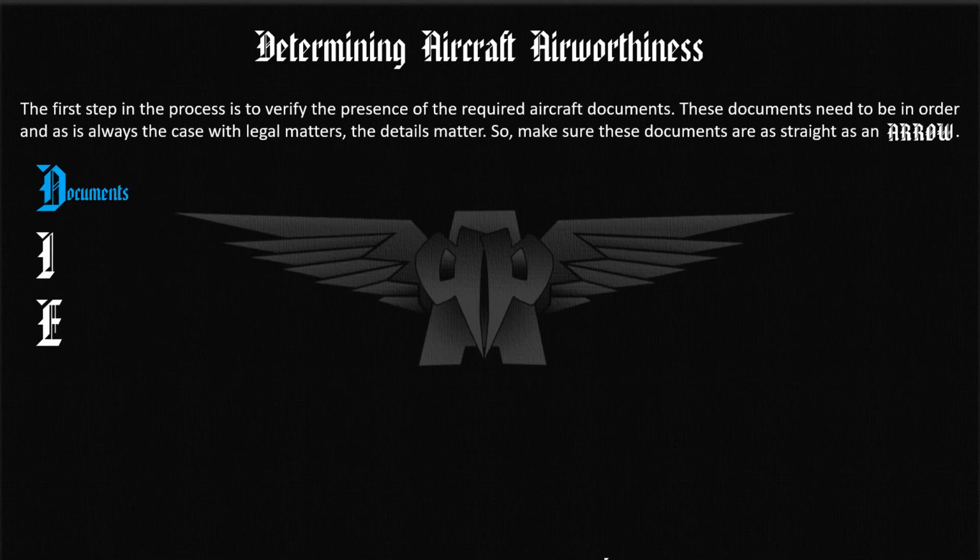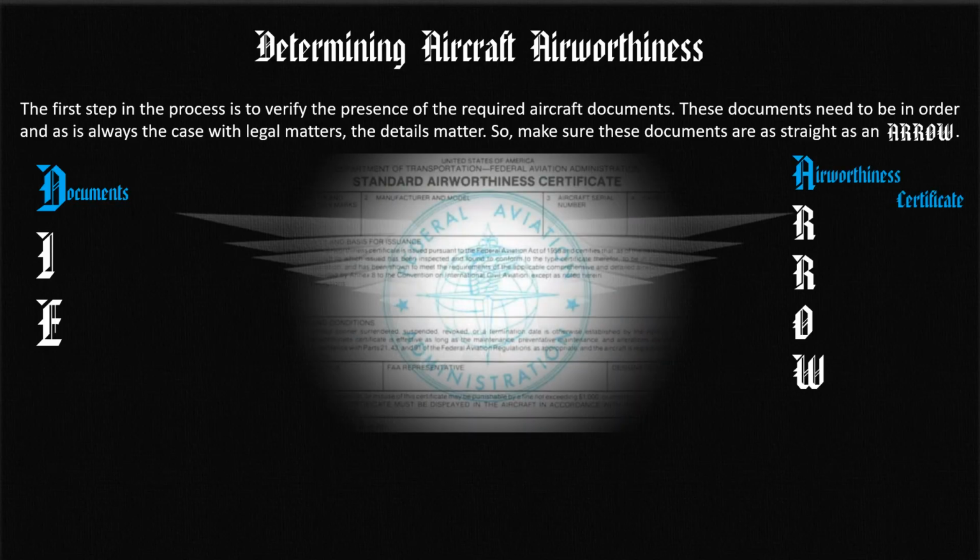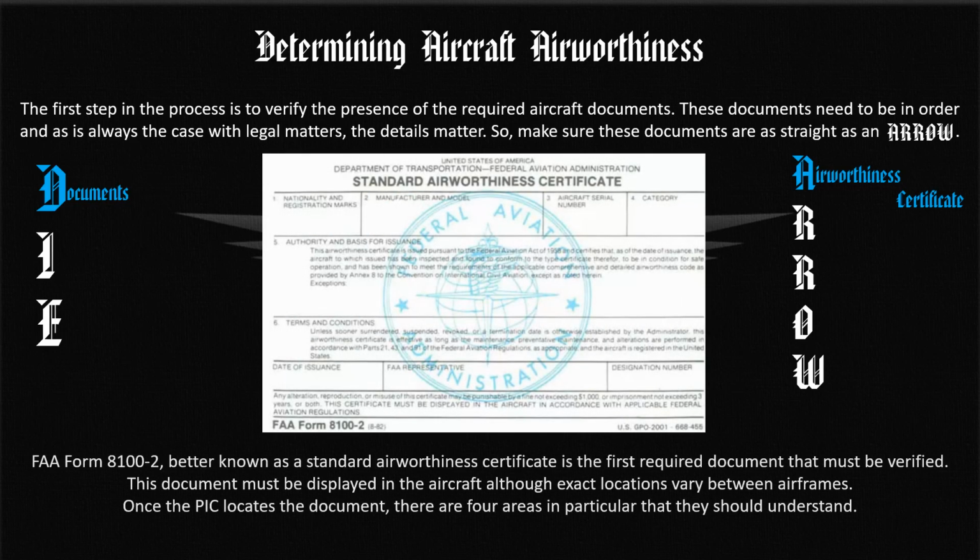These documents need to be in order, and, as is always the case with legal matters, the details matter. So, make sure these documents are as straight as an arrow. FAA Form 8100-2, better known as a Standard Airworthiness Certificate, is the first required document that must be verified. This document must be displayed in the aircraft, although exact locations vary between airframes.